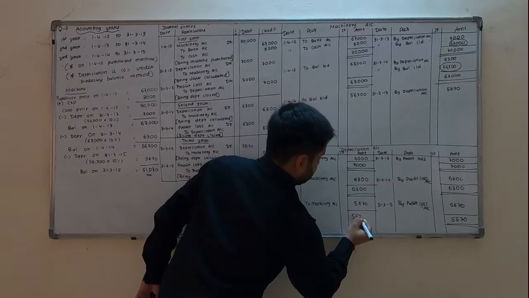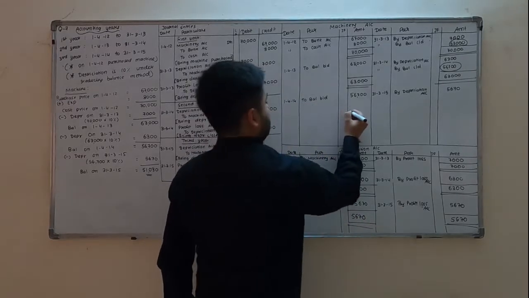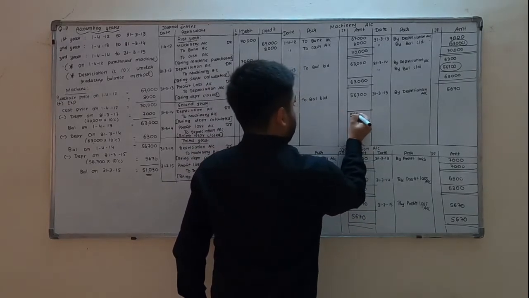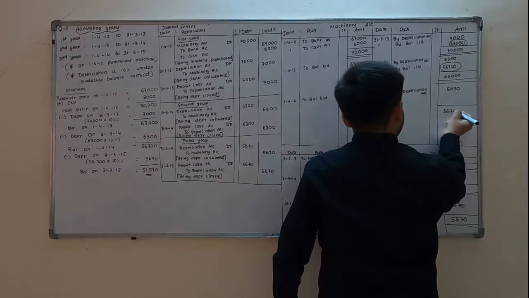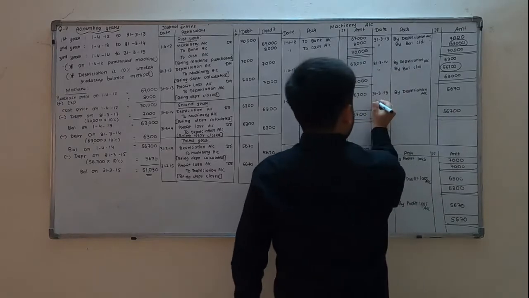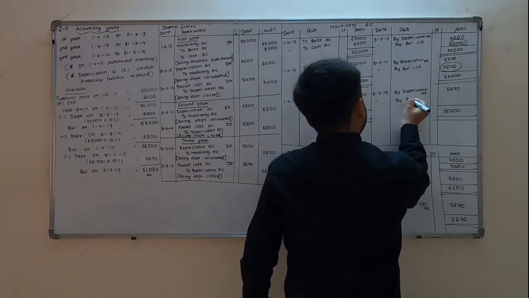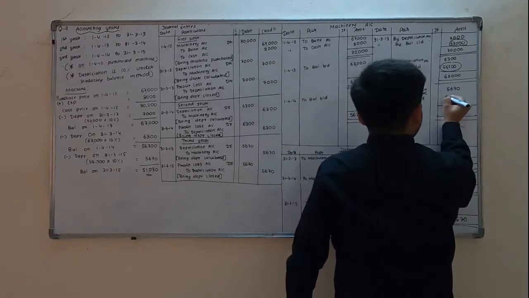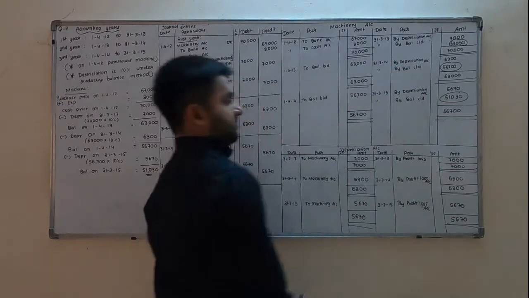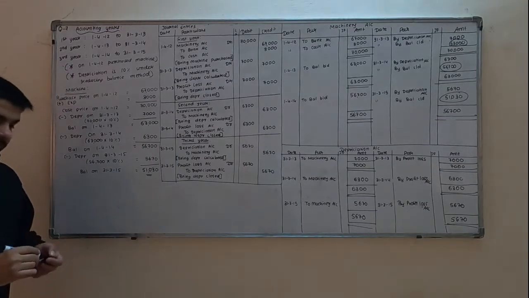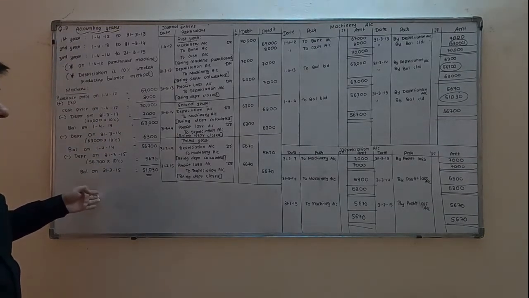5670, 5670. Now we should close this account. 56,700, 56,700. By balance carried down 51,030, which you can see here also. Okay, so calculation is done.